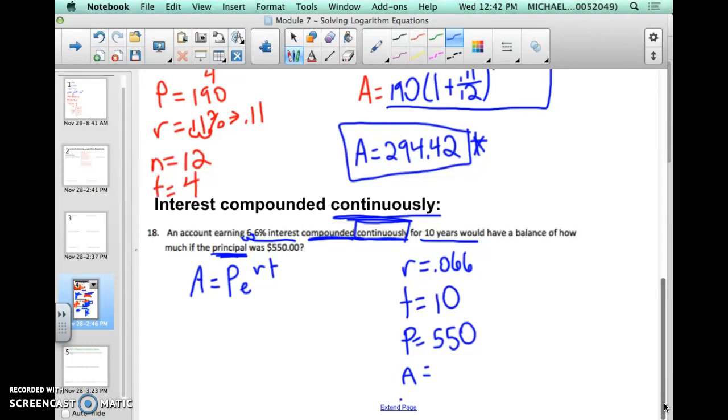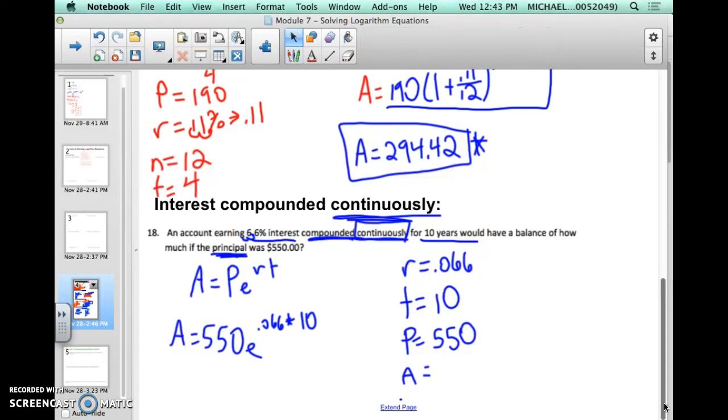So in this case, I'm still trying to solve for A, the end balance. I have a 550 for a P. E is a number on your calculator, and then raised to the, in this case, 0.066 times 10. And you can put it in your calculator exactly like that. If I find my calculator, I'm going to put 550. Now, E, if you hit second, there is in blue, it's E to the X. You can hit second and then the LN button to bring up that option.